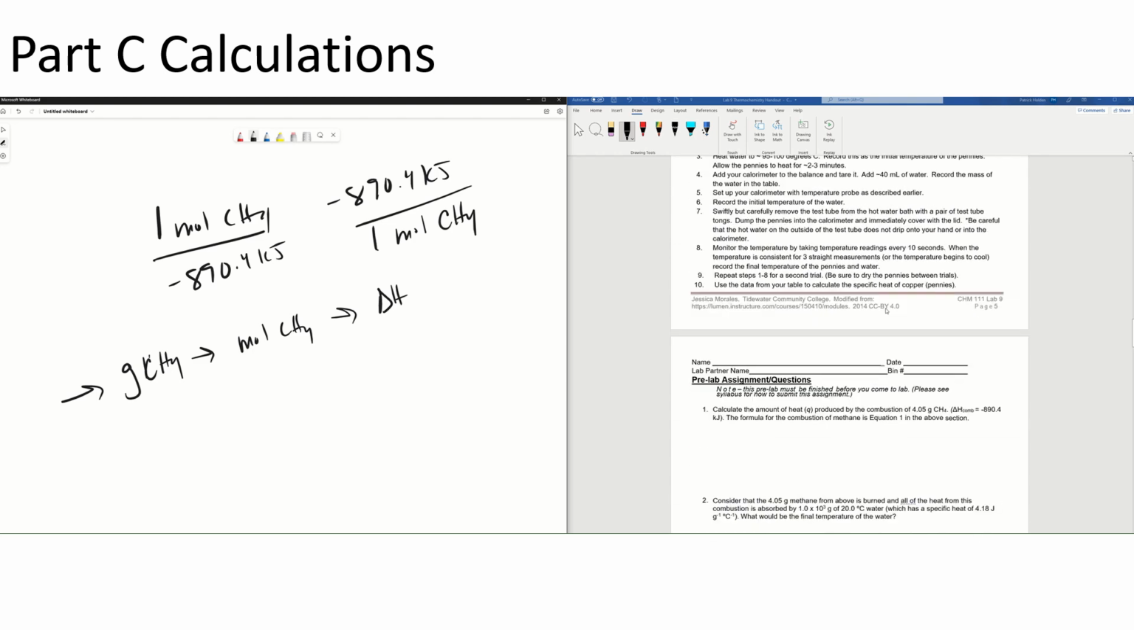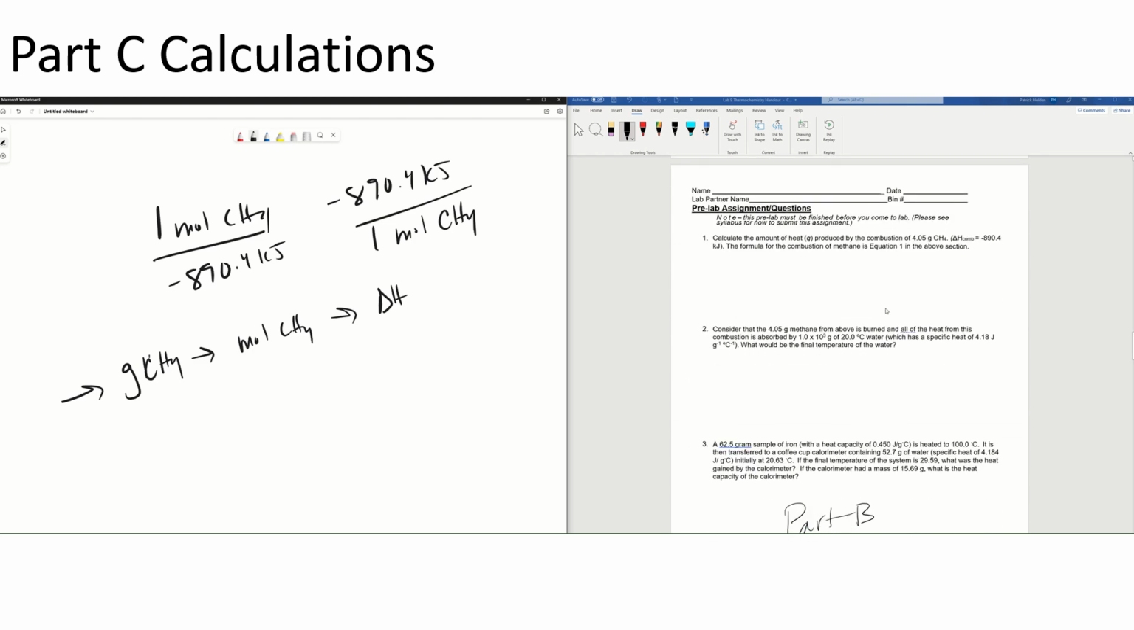And then it's not explicitly stated, but question 2 is related. You can see that you have the same amount of methane in each of these questions, 4.05 grams from above. So these questions are actually connected. You need this answer to solve for question 2.